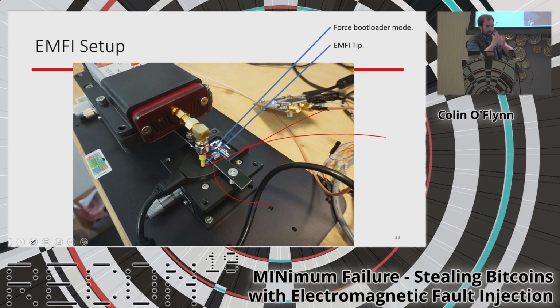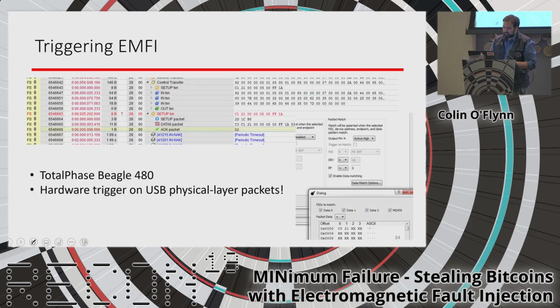If you really carefully inspected this, besides maybe some marks from the clamp, you would never be able to notice. If you put some tape on that, you could avoid that. And what I'm using to trigger it is USB data. I have a Total Phase Beagle 480, a USB hardware sniffer. It has this feature that we can say, hey, trigger on some data.